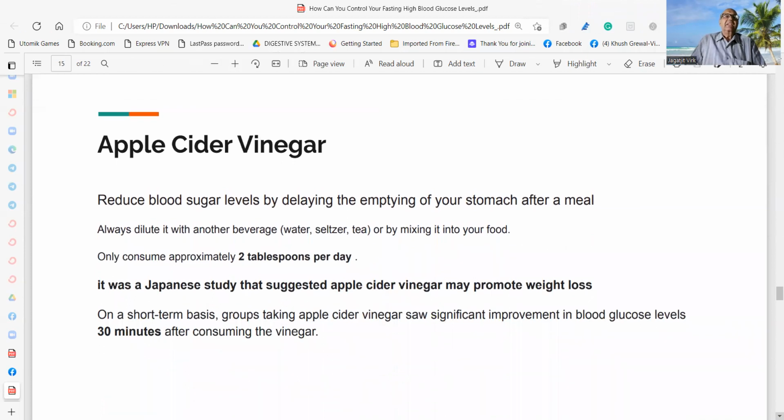Apple cider vinegar. Apple cider vinegar reduces blood sugar levels by delaying the emptying of your stomach after a meal. Always dilute it with another beverage, water, seltzer, tea, or by mixing it into your food. Only consume approximately 2 tablespoonfuls per day. It was a Japanese study that suggested apple cider vinegar may promote weight loss. On a short-term basis, groups taking apple cider vinegar saw significant improvement in blood glucose levels 30 minutes after consuming the vinegar.